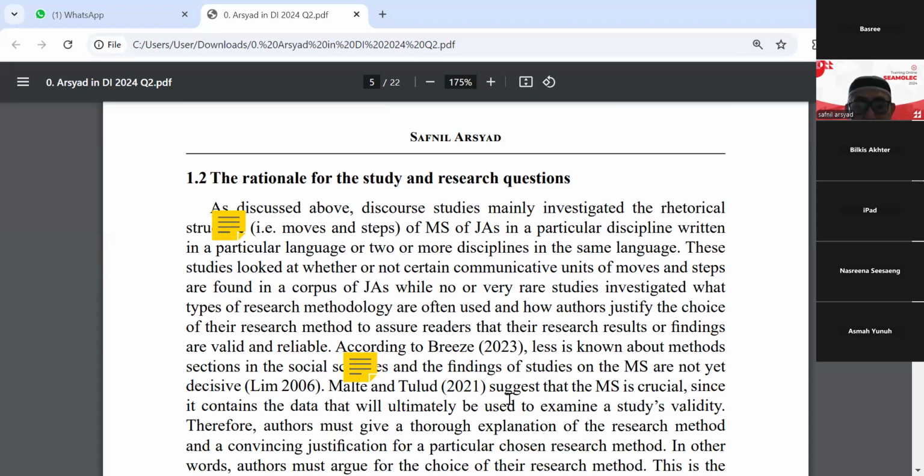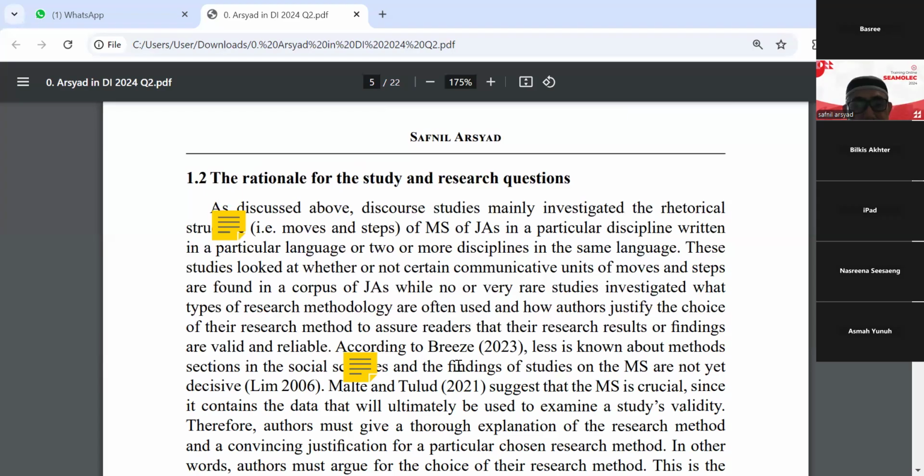Yeah, 2021 suggests that the method section is crucial since it contains the data that will ultimately be used to examine the study's validity. So here, the rationale of the study: not only the research gap, what is lacking from the previous studies, but also why is it important and why is it necessary? So two arguments here.